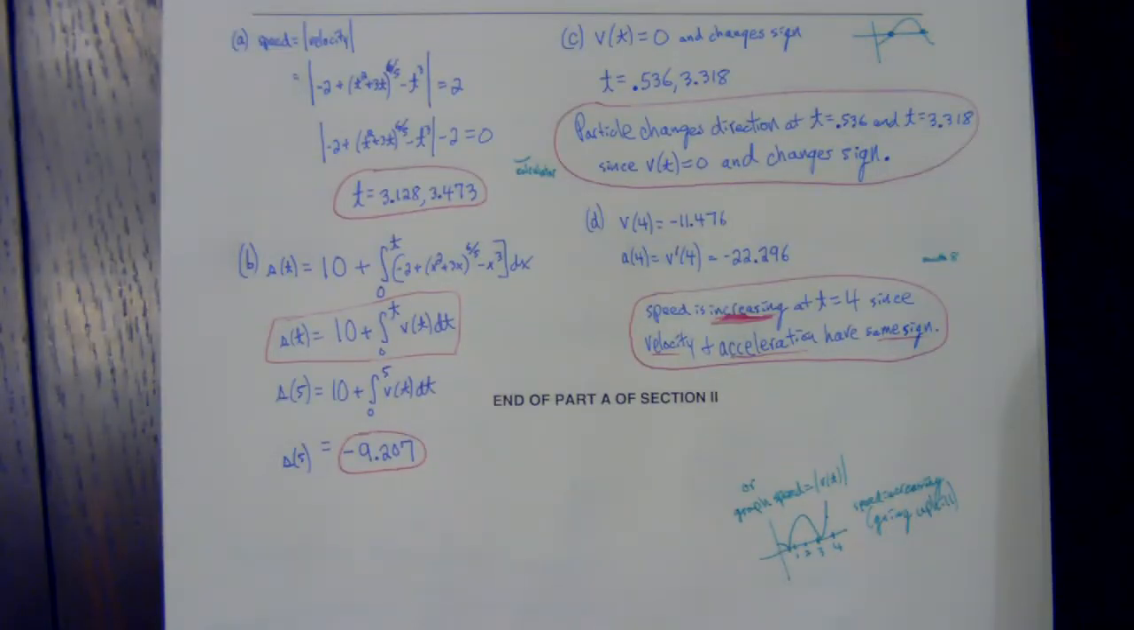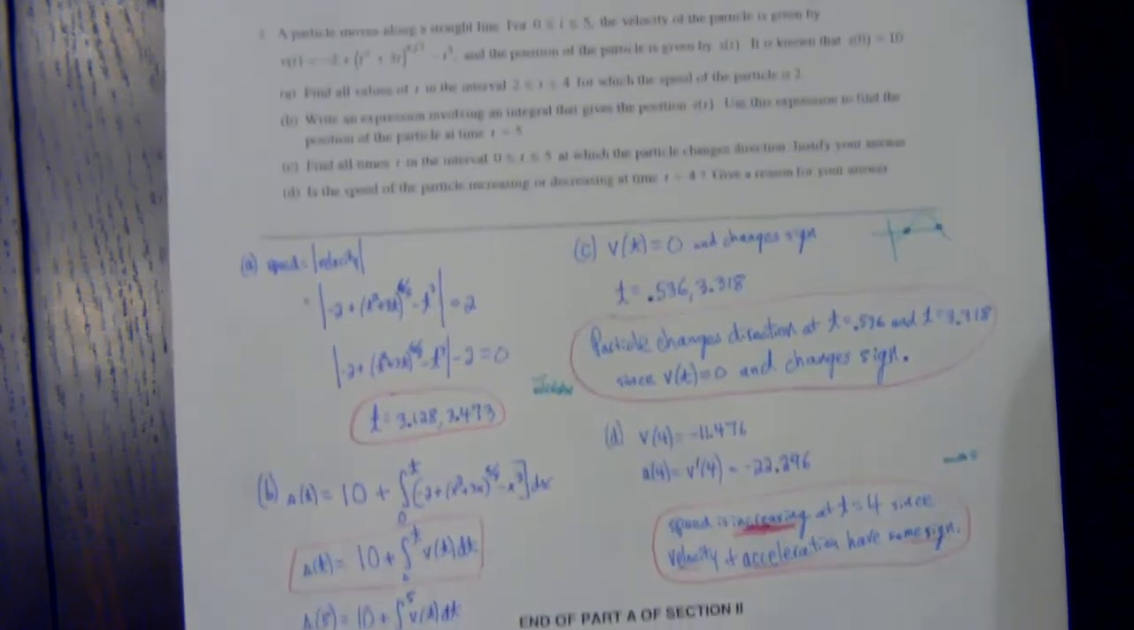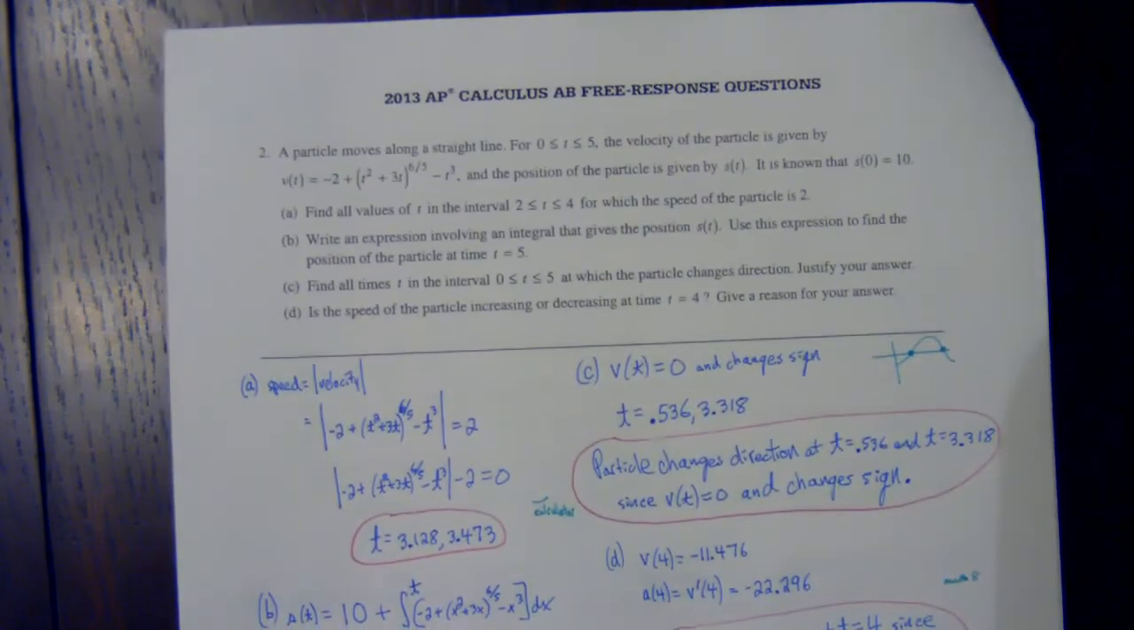Okay, here's all the work and answers for this one. You just need to see that, and then we'll go through each part here. Part A I thought was kind of tricky. It says find the values at which the speed is equal to 2.